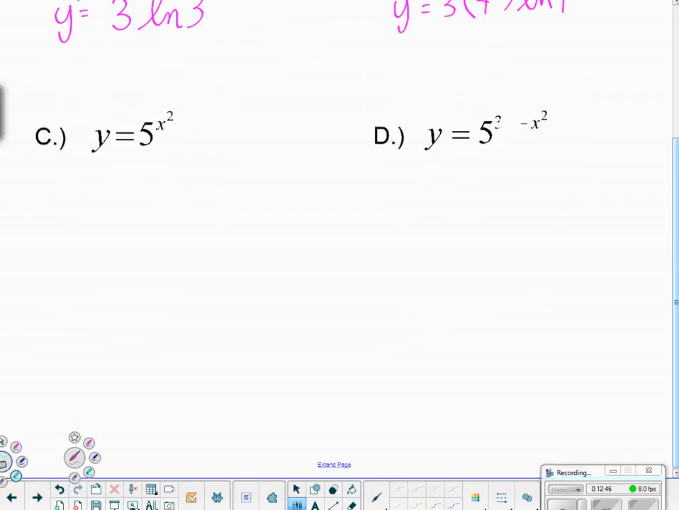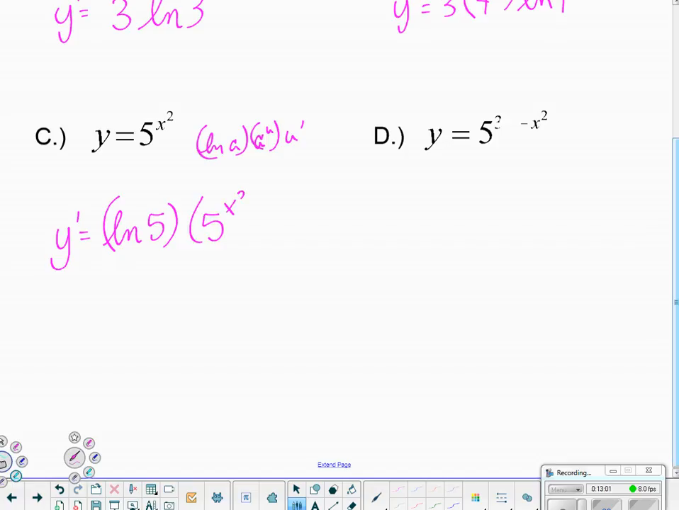5 to the x squared. So remember, it's natural log of the base, a to the u, u prime. That gets us our derivative. Y prime equals natural log of 5. Got the base. Times itself, 5 to the x squared, times derivative of the exponent, 2x. Not any great way to write that. I'm going to need parentheses no matter how I arrange the multiplication.